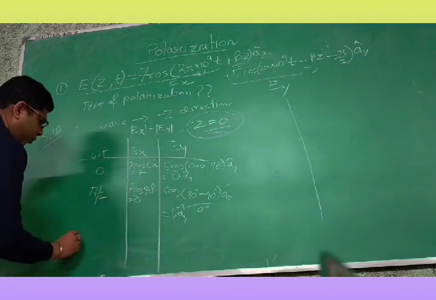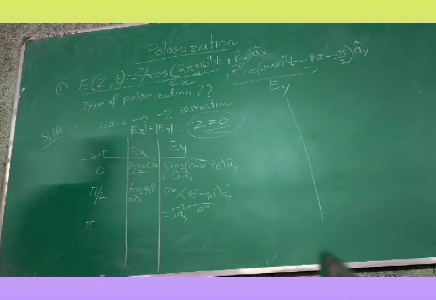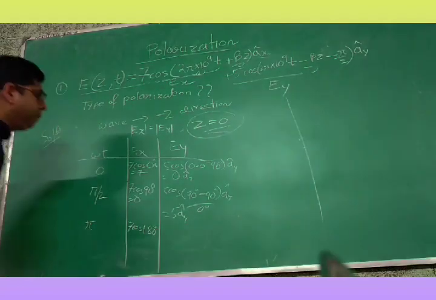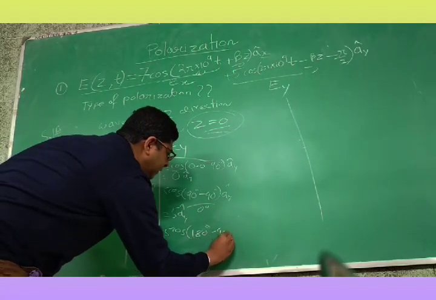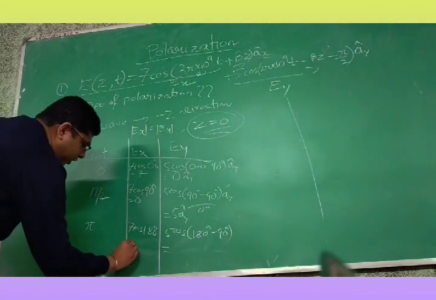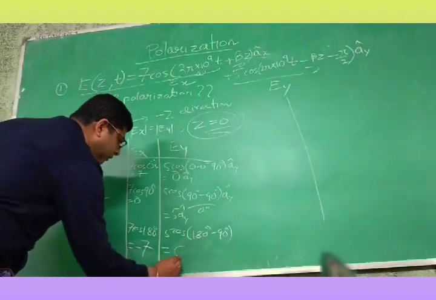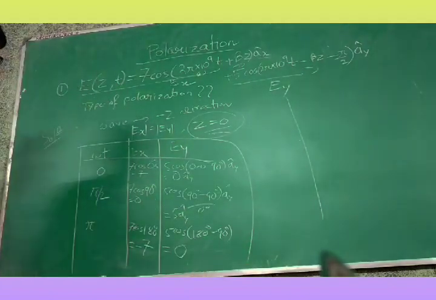Now you can calculate for pi. Pi means 180 degree. So this will be 7 cos 180 degree, and this one is 5 cos of 180 degree minus 90 degree. Cos 180 degree is how much? It is minus 1, so this is minus 7. And this one is cos 90, which is 0, so this will be 0. So make this chart first. You can proceed further, but it is not required. We need to just predict what is the type of polarization.